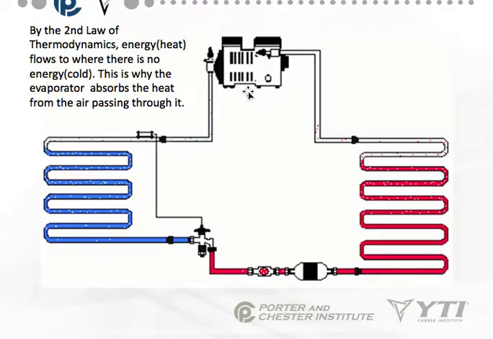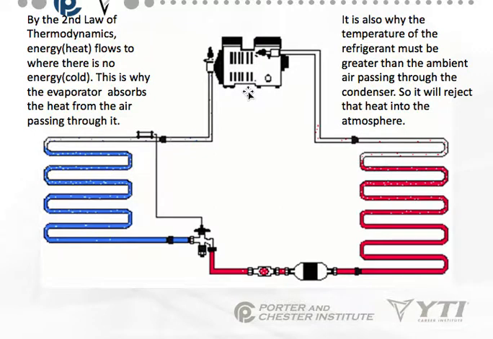By the second law of thermodynamics, energy flows to where there is no energy, in other words, from the hotter environment to the colder environment. This is why the evaporator absorbs the heat from the air passing through it. As long as my evaporator pressures and temperatures are always lower than the space around it, we're going to absorb heat. But we have to have enough of a difference so that we don't pull liquid back to the compressor. We always have to absorb enough heat so we don't pull liquid out of the evaporator to the compressor.